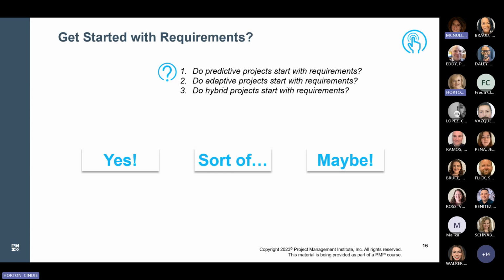Predictive projects. And think back to that shop case study, right? There were two pieces of the scope, so there were multiple projects. There were at least 2 projects within that scope, and one of those projects was the construction, and it was considered predictive. Do you think it starts with requirements?